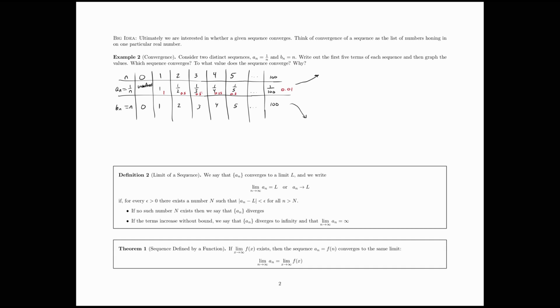So in this case, we would say there's two things. For the sequence of a sub n, we would say a sub n converges to that specific real number. You can sort of think of this list of numbers as honing in on a specific real number, as if we were approaching it. Down here, we would say that the sequence of b sub n diverges.